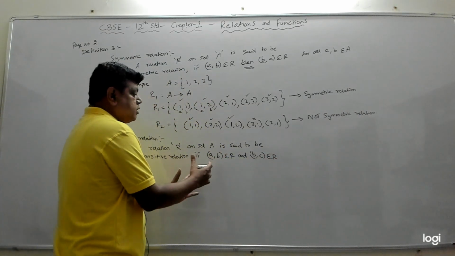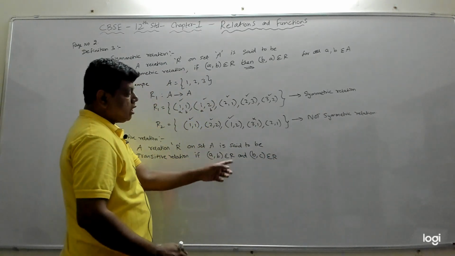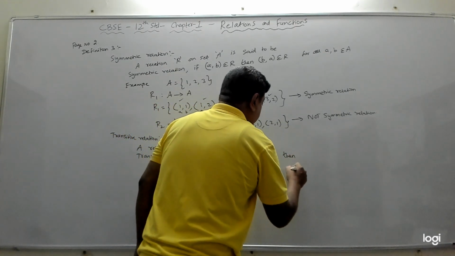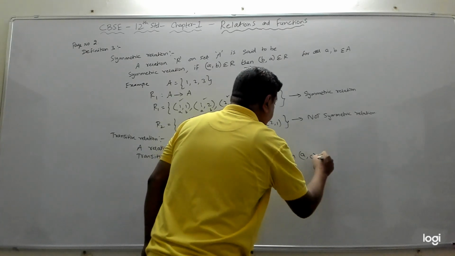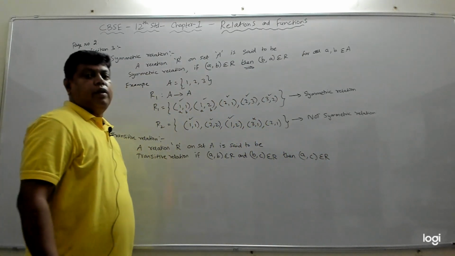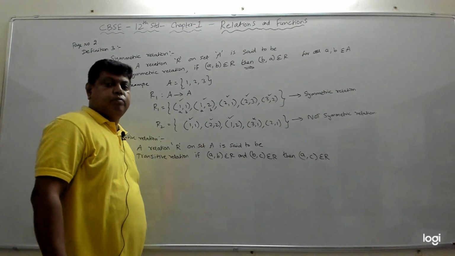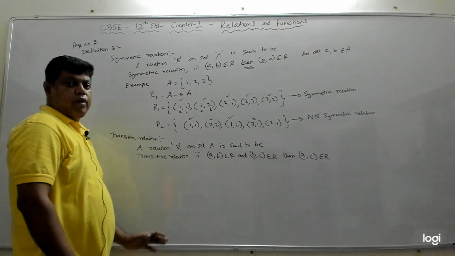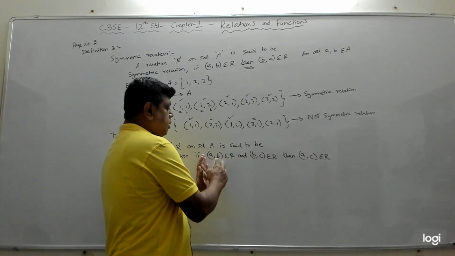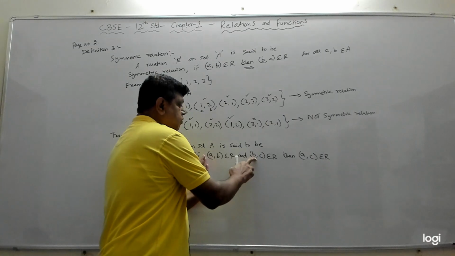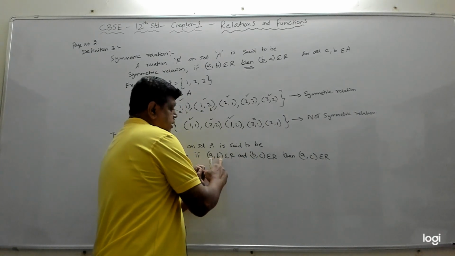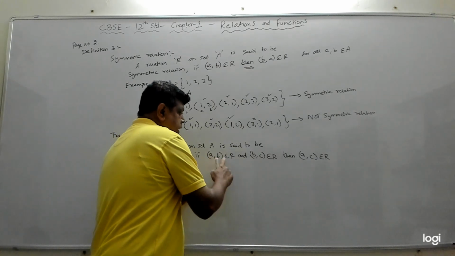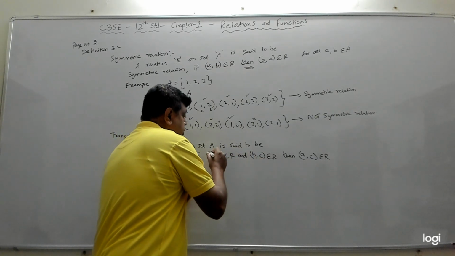Whenever you see two elements where A comma B is in R, and another element B comma C is in R, then A comma C should be in R. Then we call this transitive. Whenever you find two elements like this, the second element should start from the ending of the first. A comma B, then B comma C, continuous. A is related to B and B is related to C, then A should be related to C.